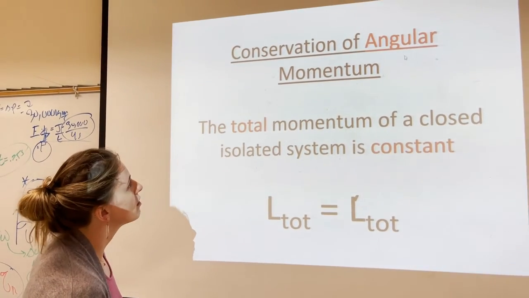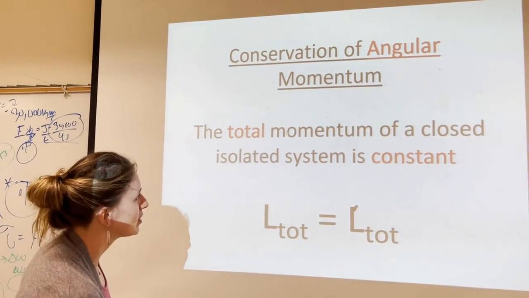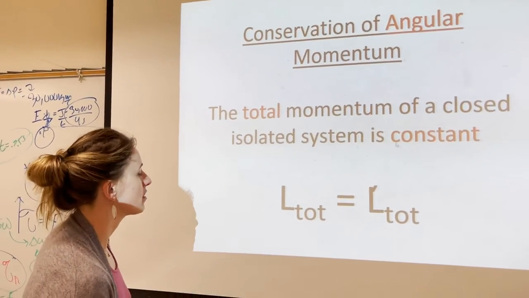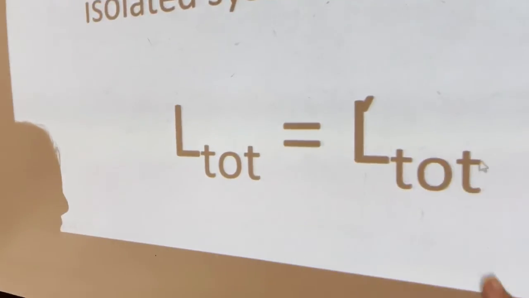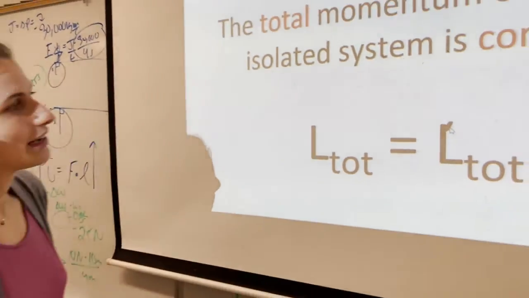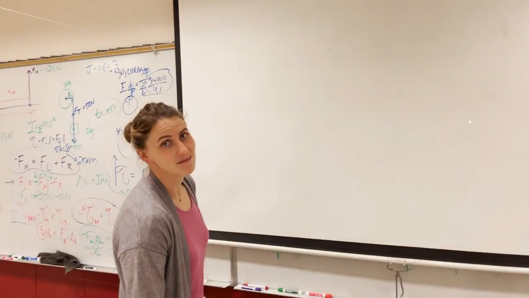Conservation of angular momentum: the total momentum of a closed isolated system is constant. The total momentum in the beginning is equal to the total momentum at the end. That's the prime. It didn't show up very well. And that's it.